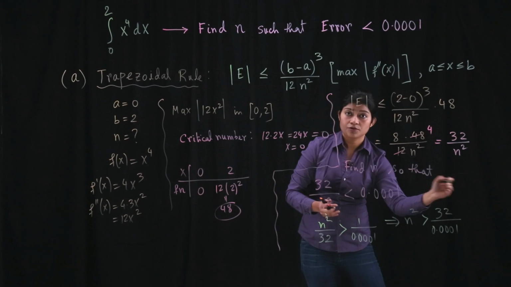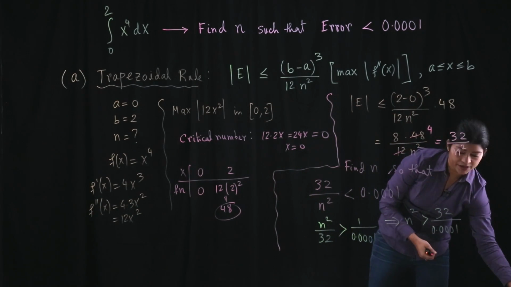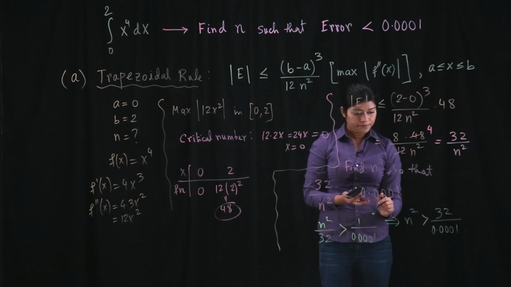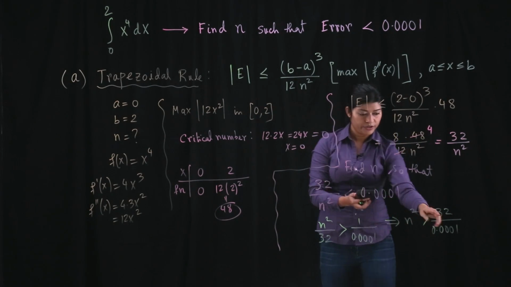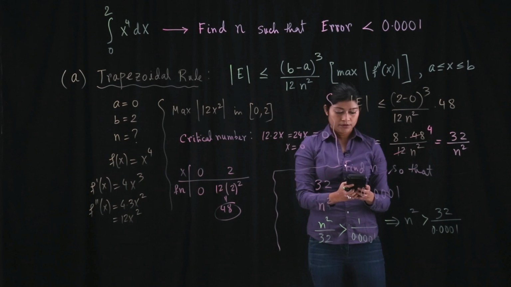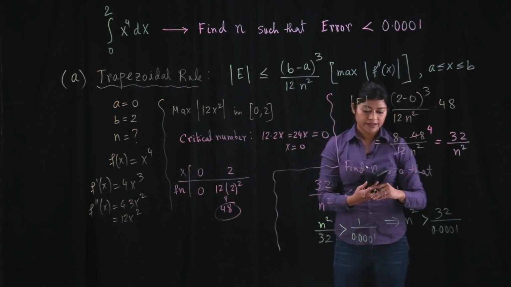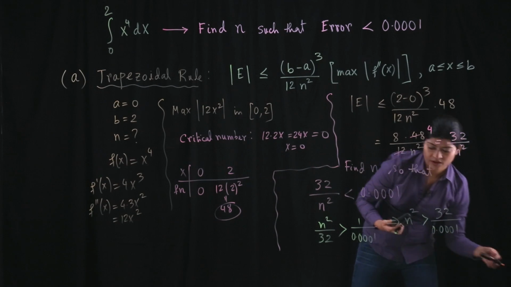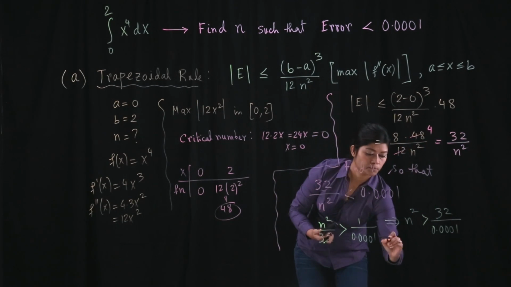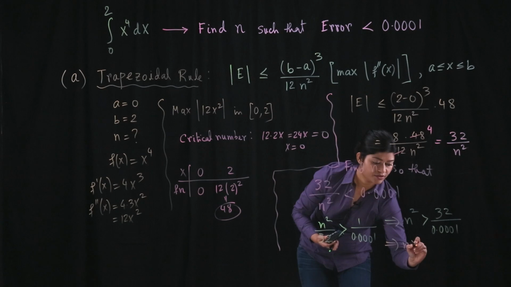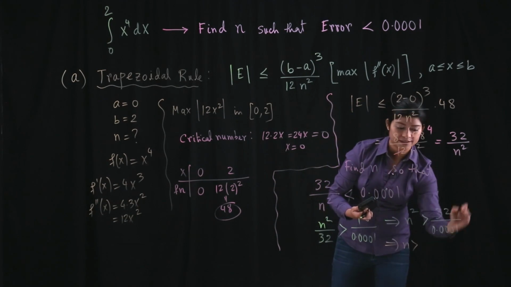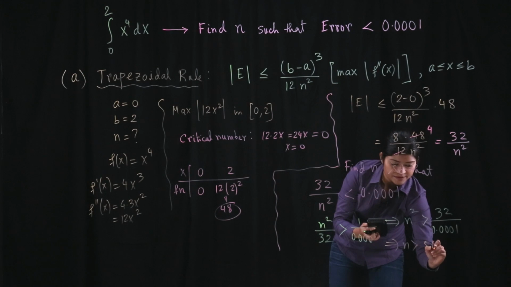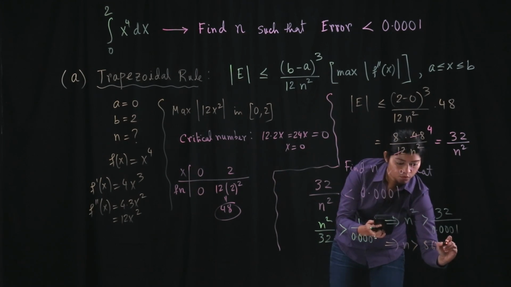So n will be the square root of that. So let's pick a graphing utility and then figure out the value. So 32 over 0.0001, and then take the square root. So this means n is greater than the square root of this, which is about 565.7.